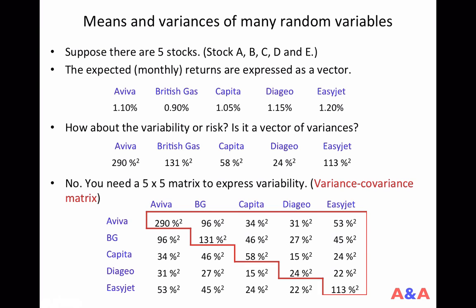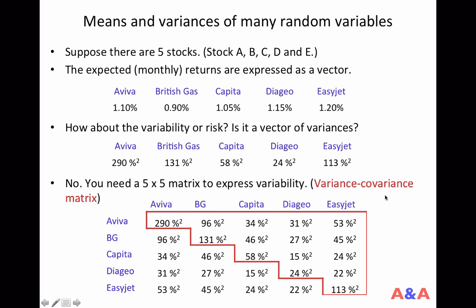Off-diagonal elements, on the other hand, give you covariance information. For example, the covariance between Aviva's return and British Gas's return is 96. The covariance between Capita's return and Diageo's return is 15% squared. So you can see that the co-movement between Aviva and British Gas's return is much larger than the co-movement between Capita and Diageo.